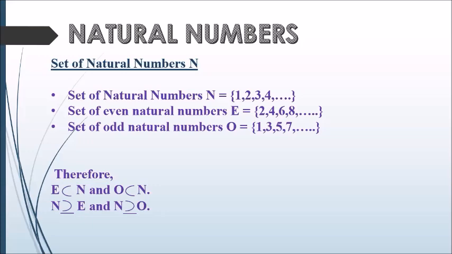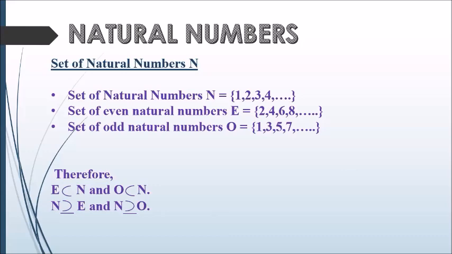Now if you look carefully, class, on the bottom of the screen I have written E is a subset of N and O is a subset of N. Now what does this mean? That E is a smaller set and N is a bigger set. Look, N has all the numbers, all the odd numbers, all the even numbers. But E only has even numbers. So E is said to be the subset of N because N is a bigger set and it has all the elements that are present in E. N has all the elements of E.